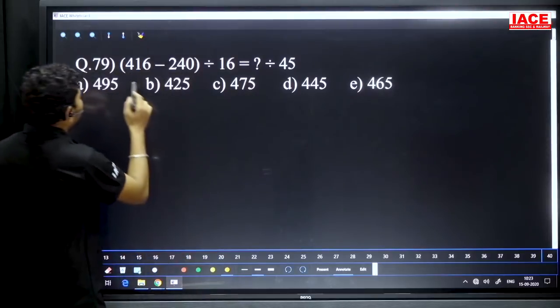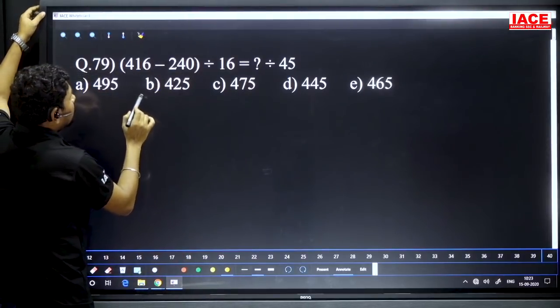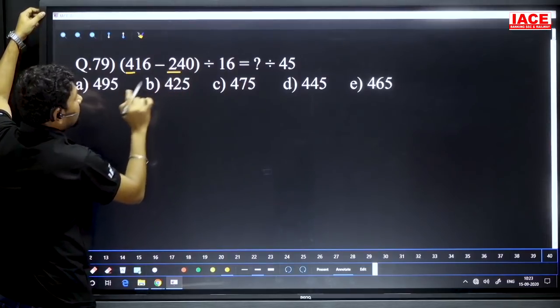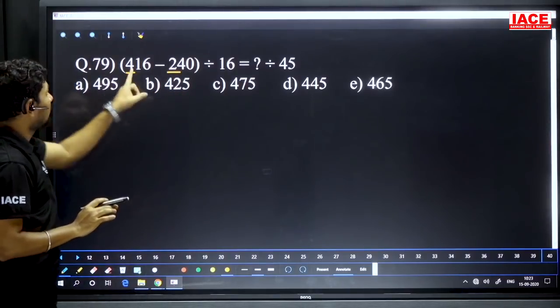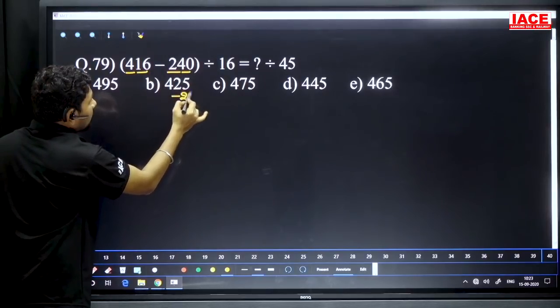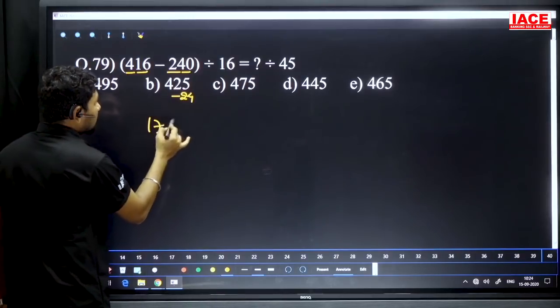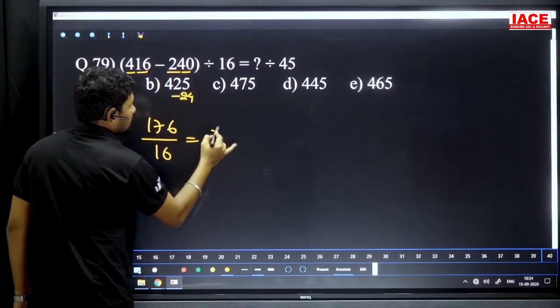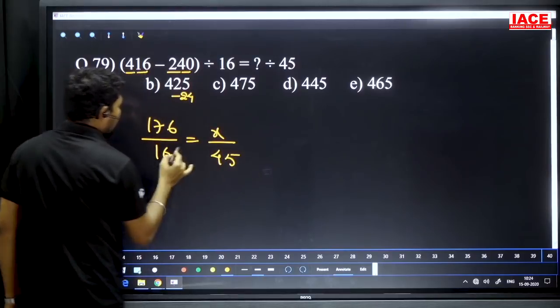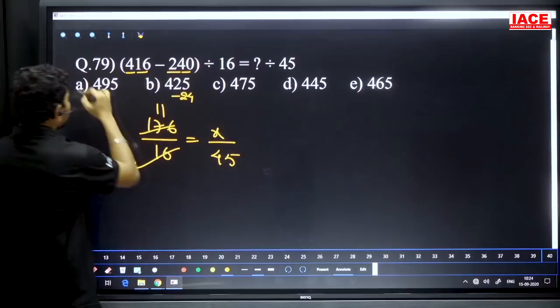416 minus 240 divided by 16. 416 minus 240. So how to remove it? Look at, from 400, 200 remove it. Result is 200. Then 200, 16 is removing from the 240. Extra we have to remove 24 also. Then from 200, 24 will be removed. The result is 176 by 16 which is x divided by 45. Look at 16 to 176. 11 times. 11 45 means 495. Then option A.